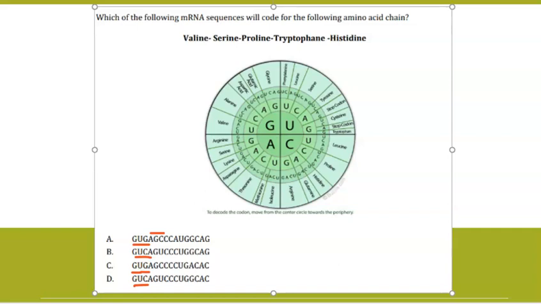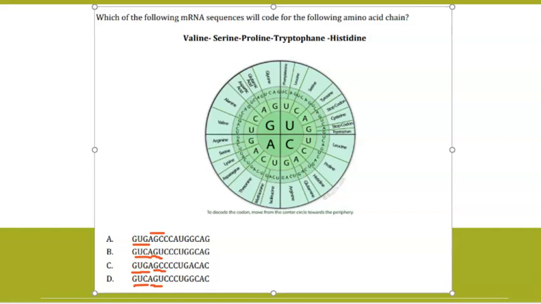So AGC is serine. Okay, that is also correct. And then here another one is AGU. So AGU is also serine. So AGC, AGU are both serine. Okay, that doesn't solve our problem.